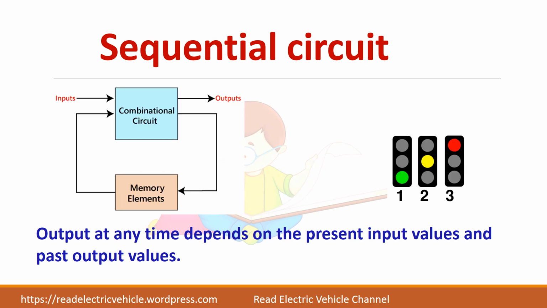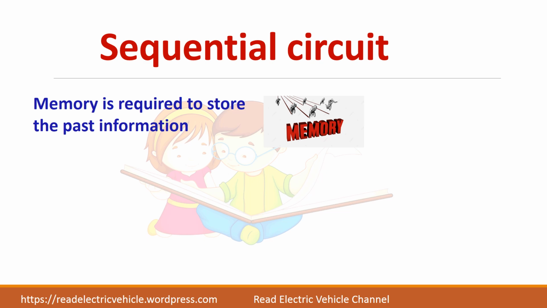So the best example is the traffic light signal. It always goes in a sequence. Surely you should know what your previous output was so that you can determine what your next signal will be. So here you need memory to store the past output information. So memory is required to store the past information.